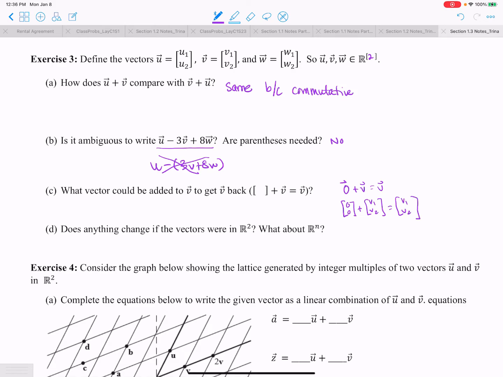And does anything change if you are in Rn? It's still true that the 0 vector plus v1, v2, v3 is equal to v1, v2, v3. And when you write that, it's implied that the 0 vector in this case would have 3 zeros in it. Otherwise, you can't add them. So all these things, like it's commutative, parentheses are not needed, the 0 vector can be added to keep it the same. So all those are true for any vectors in Rn, not just R2.